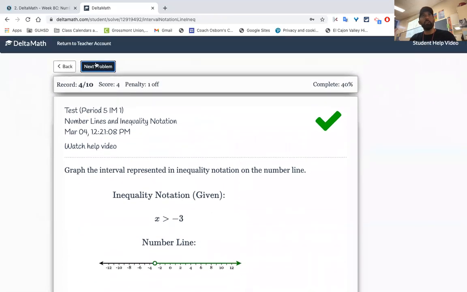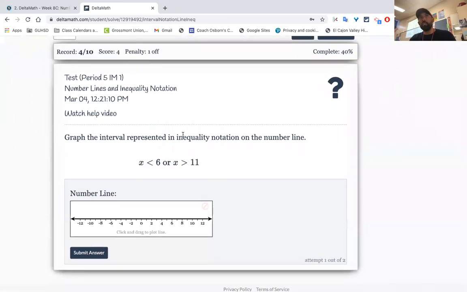So you can see all of these are like that. Now this one, since they're separate, it says or. They're two separate ones when it's or. And usually when it says or, that means they're going to go separate directions, one going left and one going right. If it had the union symbol or said and, that's when it's going to be in the middle. So here I'll start at 6, drag to the left, and that's open. And then start at 11, drag to the right, and that's also open.